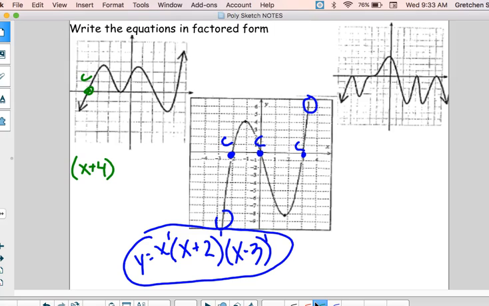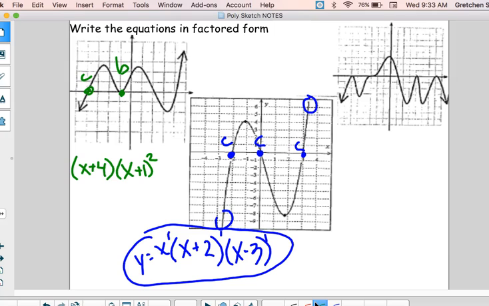Where does it touch the x-axis the next time? -1. So anytime it touches the x-axis, it's a 0. If it's -1, what is it in parentheses? X plus 1. At this point, is it bouncing, crossing, or swaying? Bouncing. So that's what a bounce looks like. It hits it, comes back up. So if it bounces, what is its exponent? It's a squared. It's a 2.